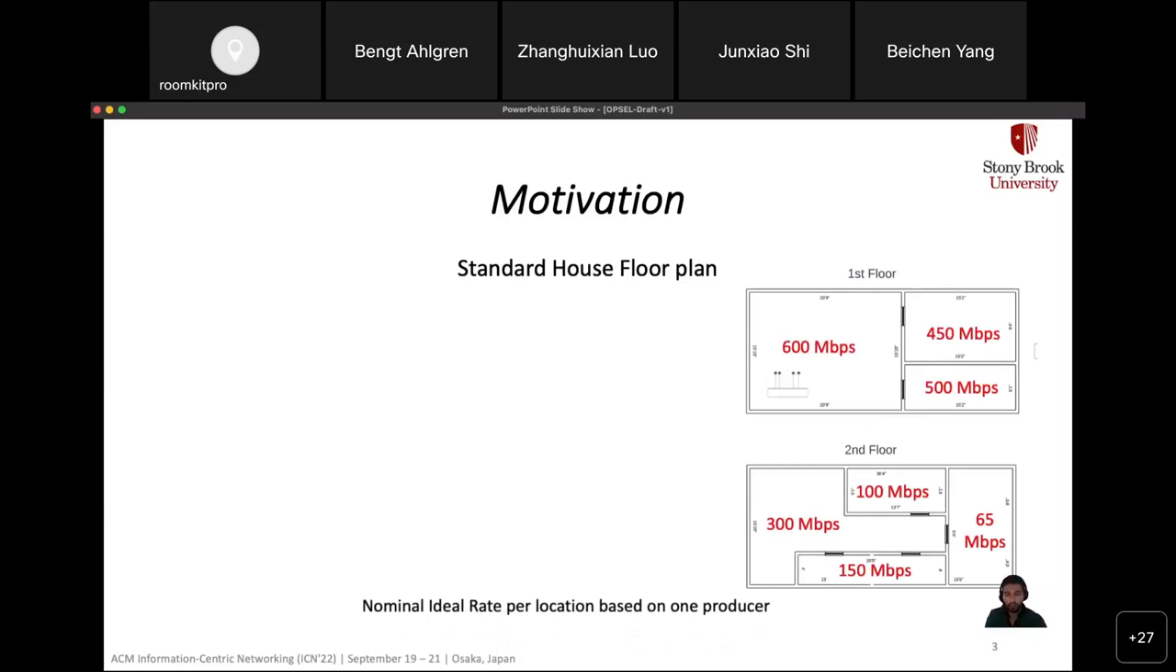That's only the nominal data rate, not the goodput, to emphasize. So we'll have 600 Mbps, 450, 500 Mbps on the first floor. On the second floor, because it's not line of sight, there is brick and other construction material and distance, you're probably getting 300, 100 Mbps, 65 Mbps at the further right, and 150 a little bit closer. This will not be enough to support the actual applications, specifically AR and VR, that need higher goodput, since the nominal data rate will be much lower in a real environment.